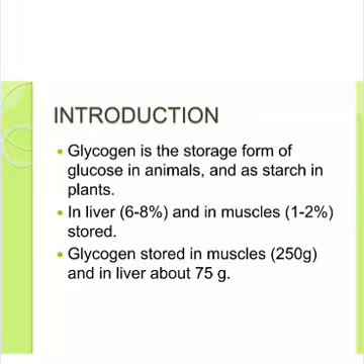In this session, I am going to discuss the glycogen metabolic pathway. First of all, glycogen is the storage form of glucose in animals and as starch in plants. In liver, it contains 6 to 8 percentage, and in muscle, it is stored in 1 to 2 percentage. Glycogen stored in muscles is 250 gram and in liver about 75 gram.